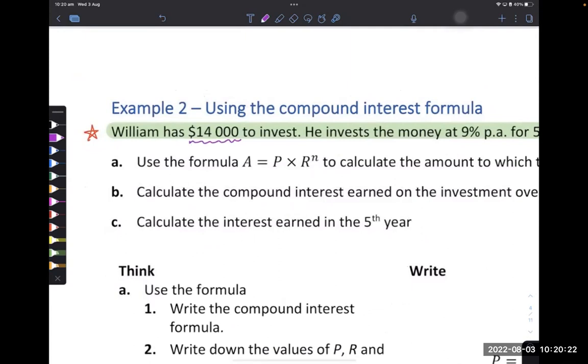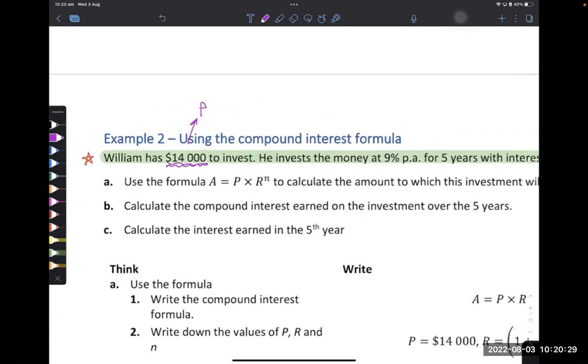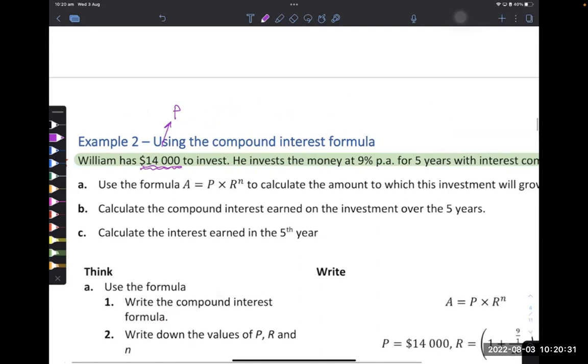14K. Label that as P. What does P stand for? Principal. Excellent. What's the scenario here? Are we putting in money or are we borrowing money? Putting in money. So what's the word for it? Invest. Okay, I might underline that as well, just for the sake of understanding that it's an investment.